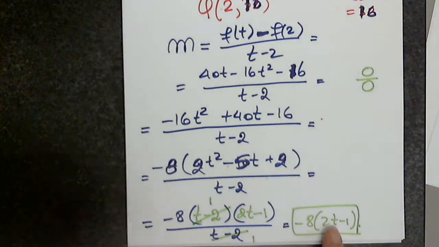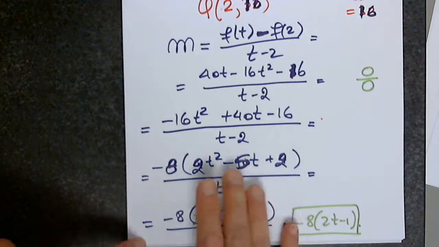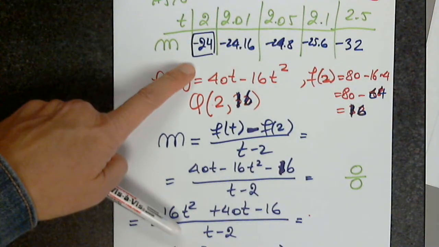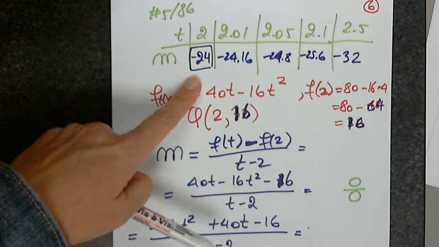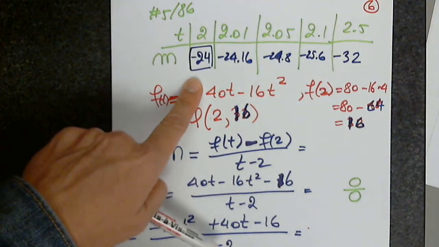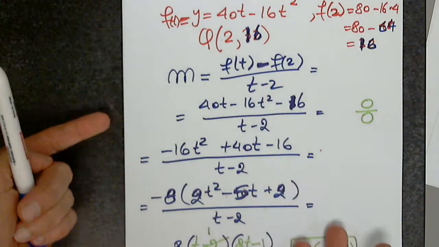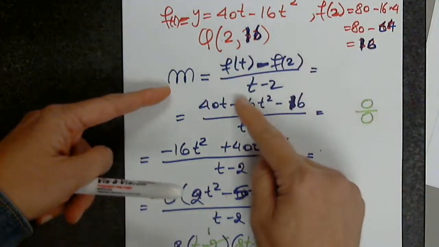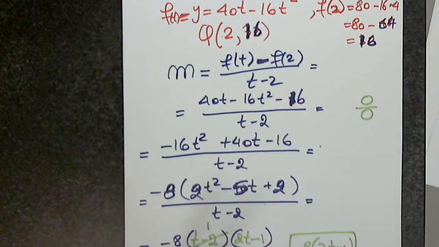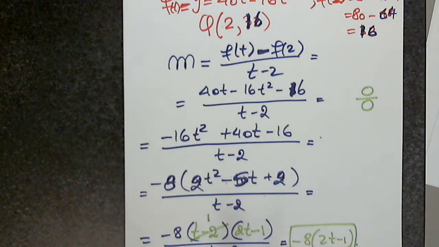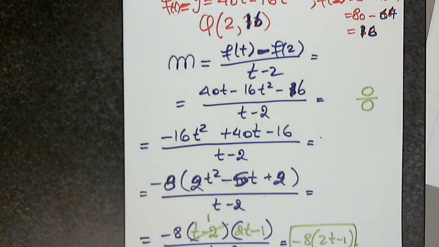So 2 times 2 is 4. 4 minus 1 is 3. 3 times negative 8. And this is what we determined numerically. So numerically, I plug in the calculator and I punch in 2.00001. But there is a more elegant way. Once I create the function that gives the slope of the secant line and I simplify it fully, then I can plug in any number I want, because this expression will give us the slope of the tangent line at any point.